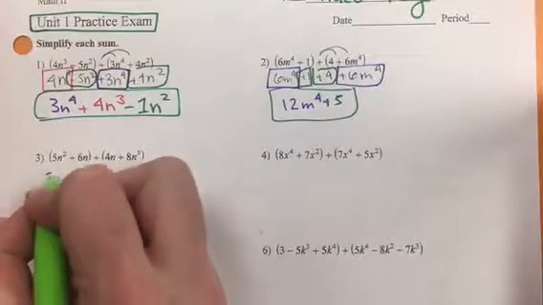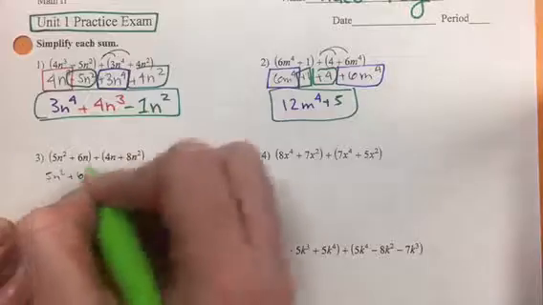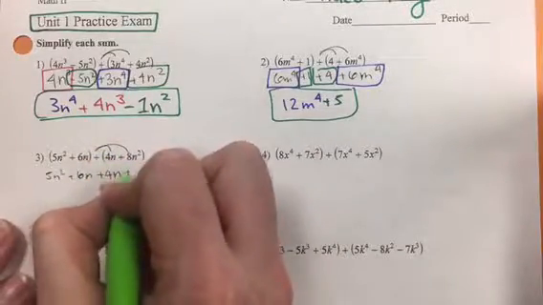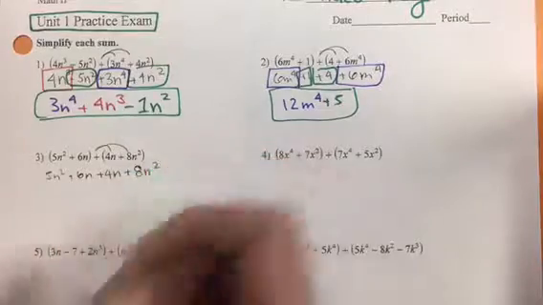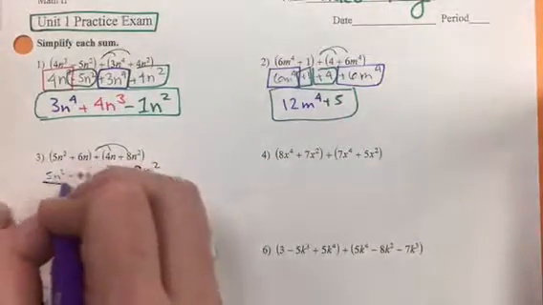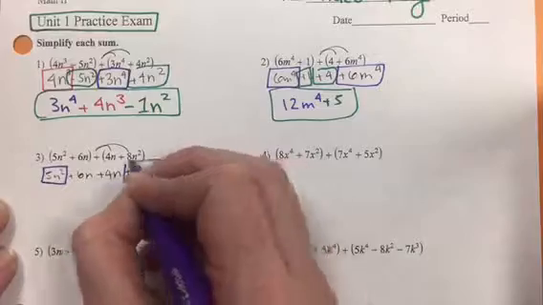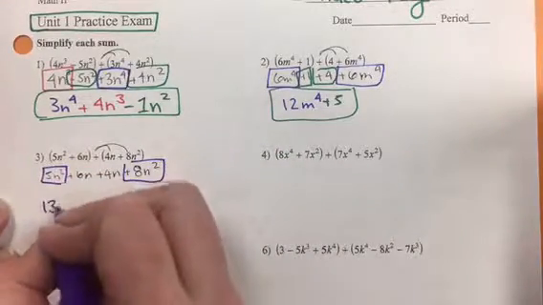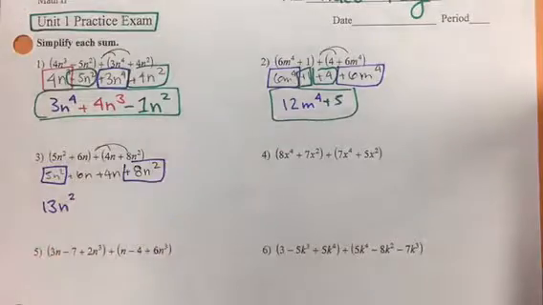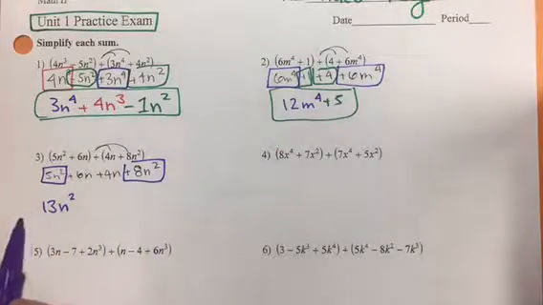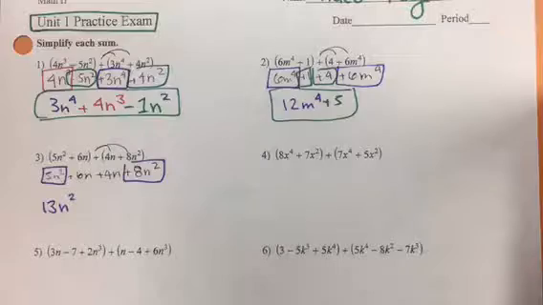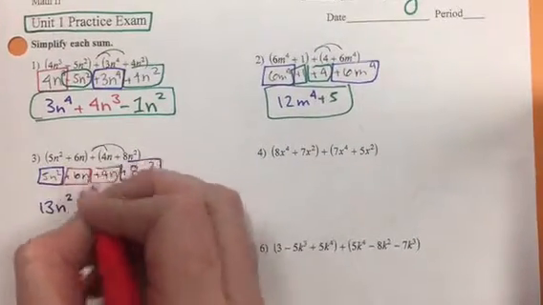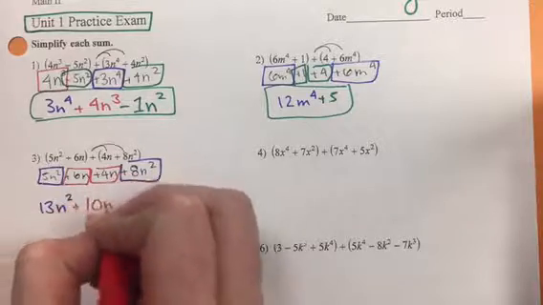We have 5n squared plus 6n. Distribute the positive. Positive 4n plus 8n squared. Squared, our 2, is our biggest power. 8 plus 5, 13n squared. Then we have 6n and 4n, which make a total of 10n.